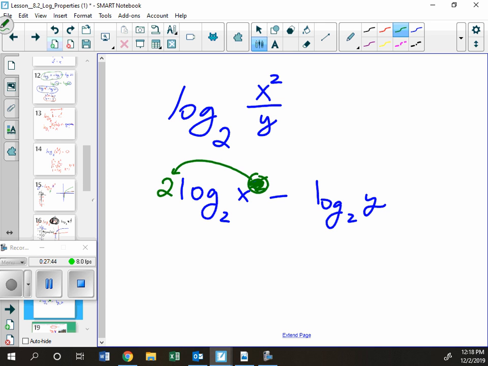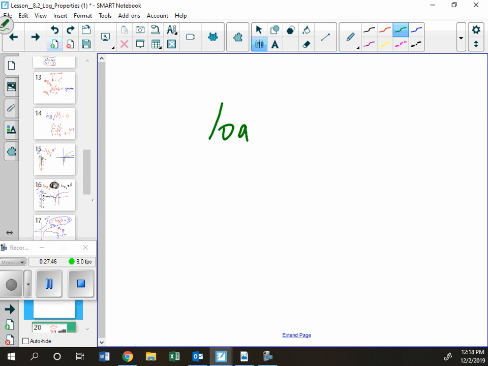So let's try one of those where you don't get any help. Log, no base, of 2x over 3 squared. Expand that as much as possible. As in, make it into a whole bunch of logs. Log base 2 of this, log base 3 of that. No, wait, they're all base 10.